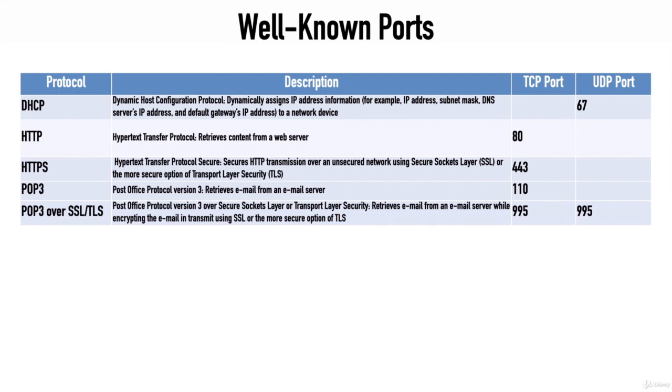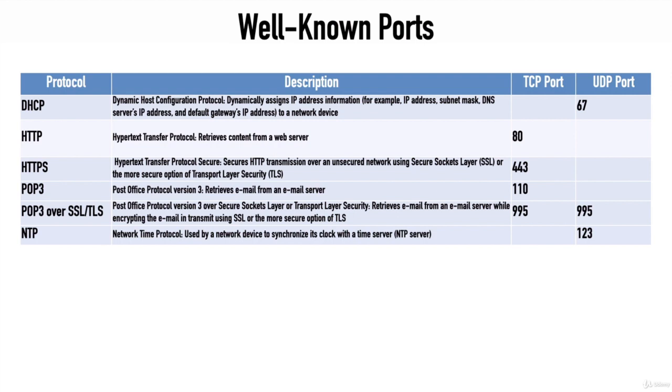POP3 also has a secure version over SSL or TLS, and that uses TCP or UDP port 995. Having the time in our network synchronized is also very important. If we want our logs to correlate to one another, that's critical. And so that can be communicated using the Network Time Protocol, NTP. We can synchronize the clocks on all of the devices in our network so that they're running exactly the same. That uses UDP port 123.